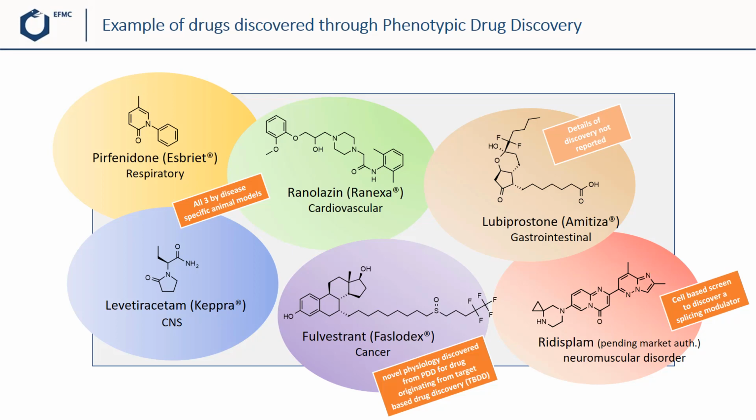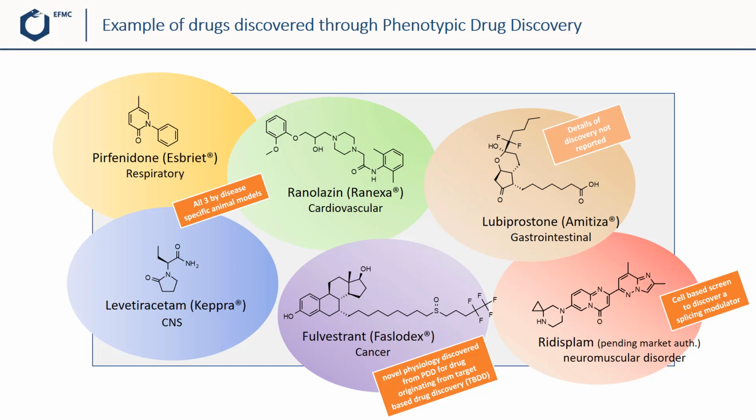To give you a few examples of drugs that have been previously approved or are prior approval that originate from a phenotypic screening approach, we have listed just a few, including their therapeutic area and a few details on their discovery. The three molecules on the left, pirfenidone, ranolazine, and levetiracetam, applied in respiratory, cardiovascular, and CNS diseases respectively, have been discovered from starting points found through disease-specific animal models.